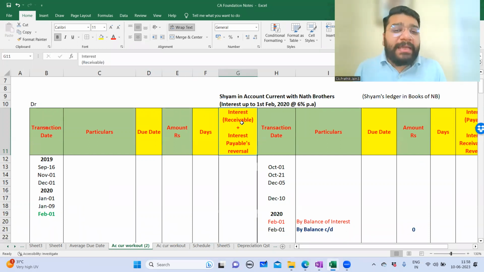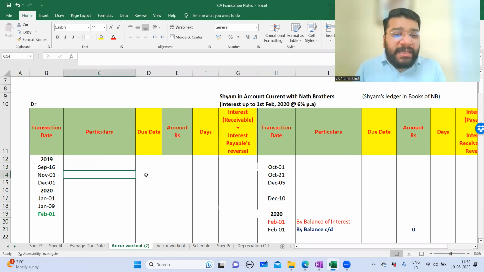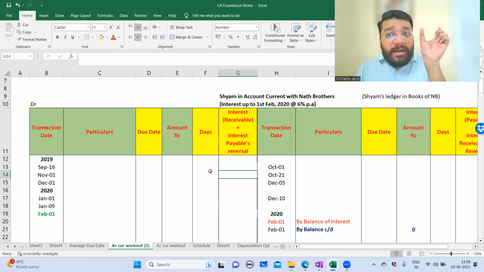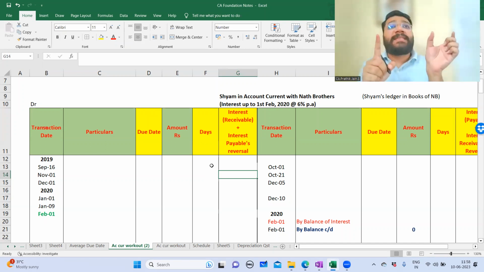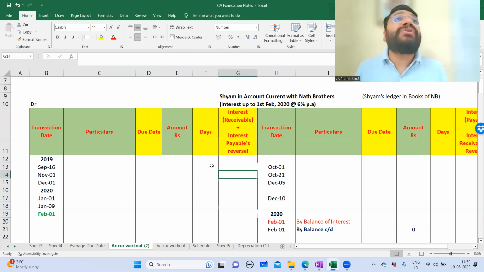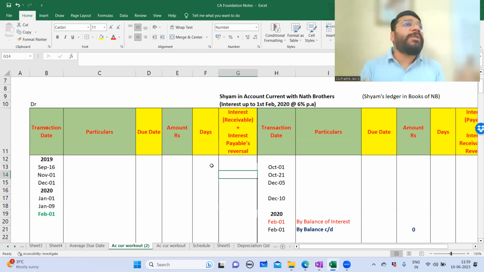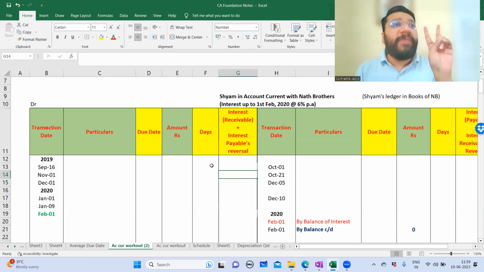One more column we are adding is the interest column. When I add the interest column, for each and every transaction, what is the interest amount to be received or paid? Against each transaction, adjacent to the transaction, we capture the interest. So we will get to know what the interest is for this particular transaction, and for that particular transaction. The two problems we faced are solved in this account current.